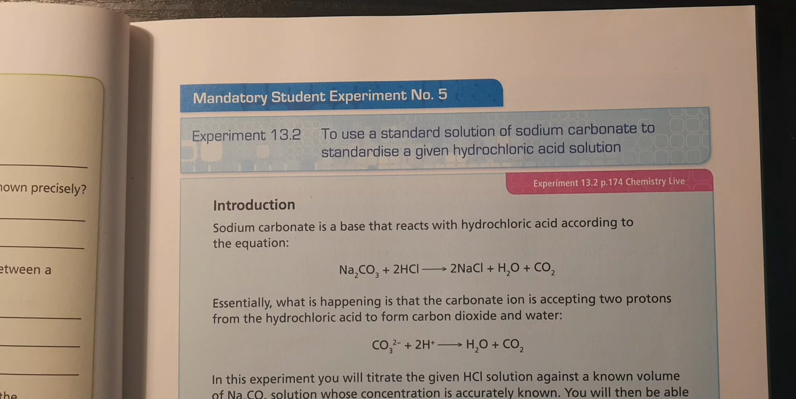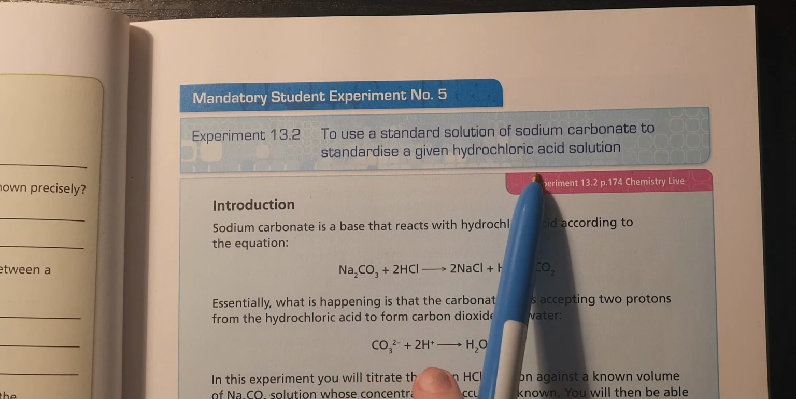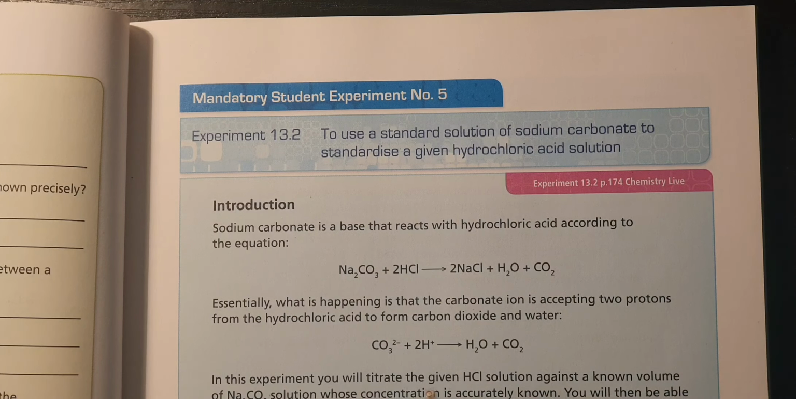Okay, this experiment was our first titration. We wanted to standardize a HCl solution against a given sodium carbonate solution. So the sodium carbonate solution is our standard solution, so we know the concentration of that solution. We do a titration then to find out the concentration of the hydrochloric acid as well.